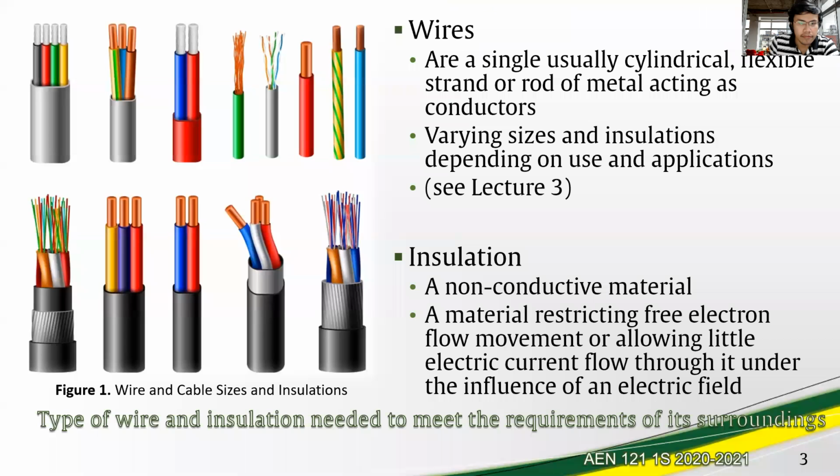Okay, lecture 12. Now, here are different kinds of wires and cables. A wire is different from a cable, but I'll leave you to differentiate between the two. But we're going to talk about wires, and usually wires are a single cylindrical flexible strand or rod of metal that acts as a conductor.